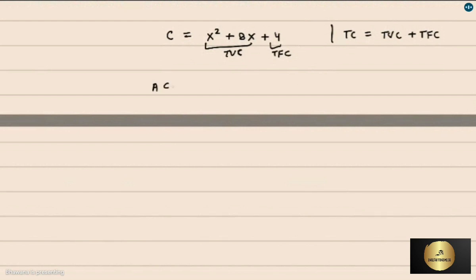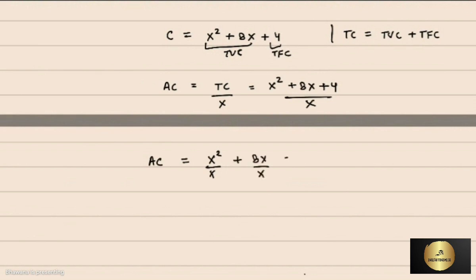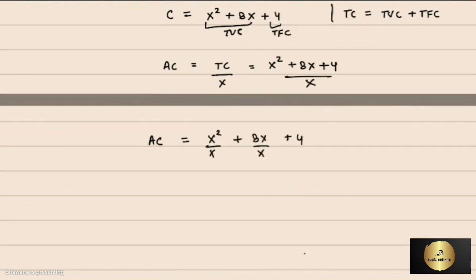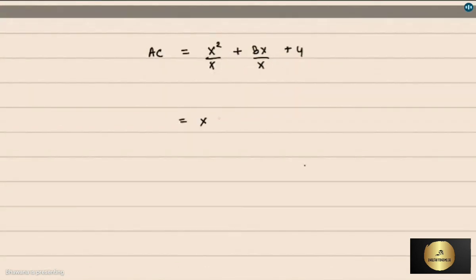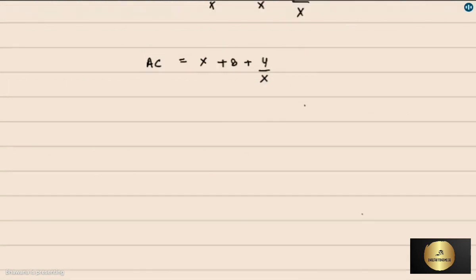And average cost is equal to the ratio of total cost to the output produced. Total cost divided by X. Total cost is equal to X square plus 8X plus 4 divided by X. Then we will get average cost is equal to X square by X plus 8X by X plus 4 by X, which is X plus 8 plus 4 by X. This is the function for average cost.